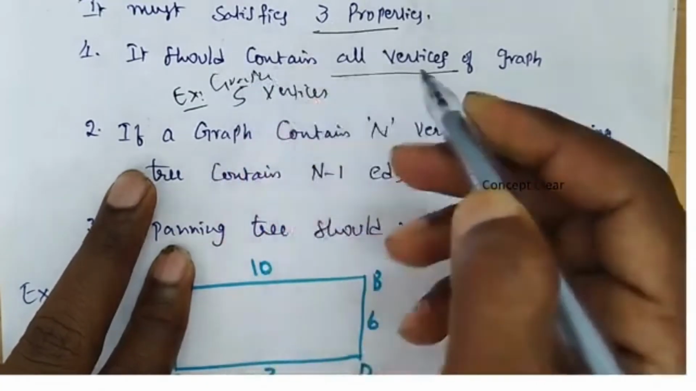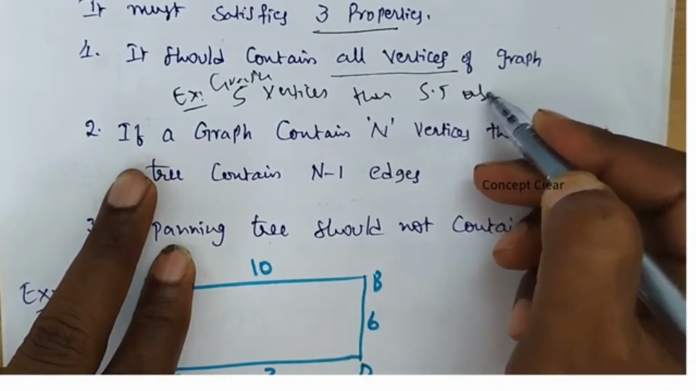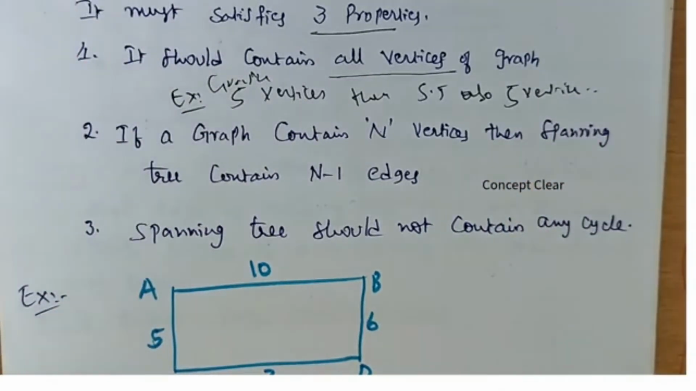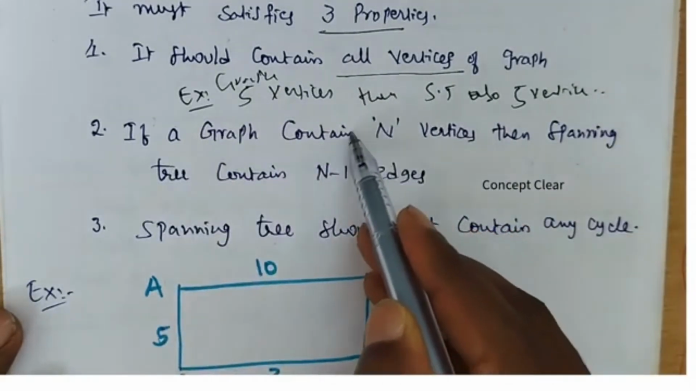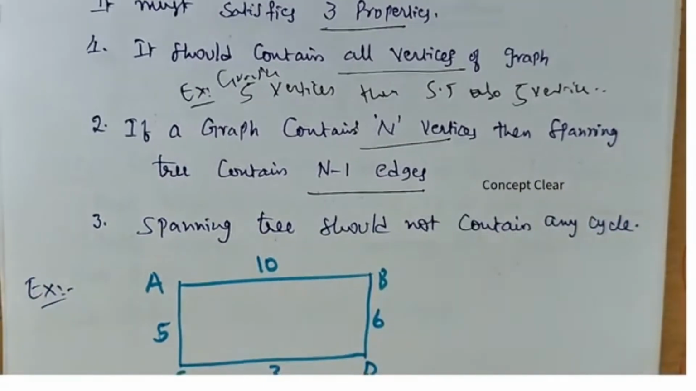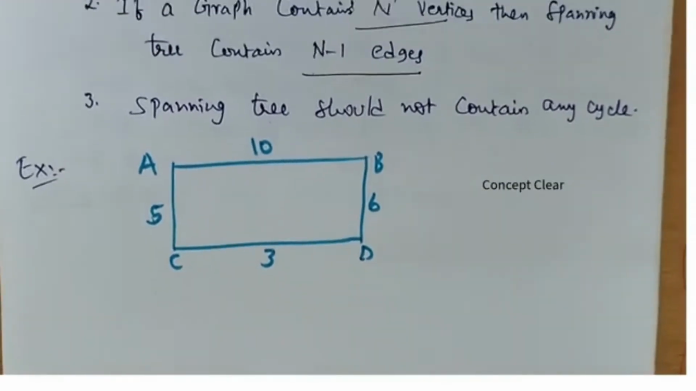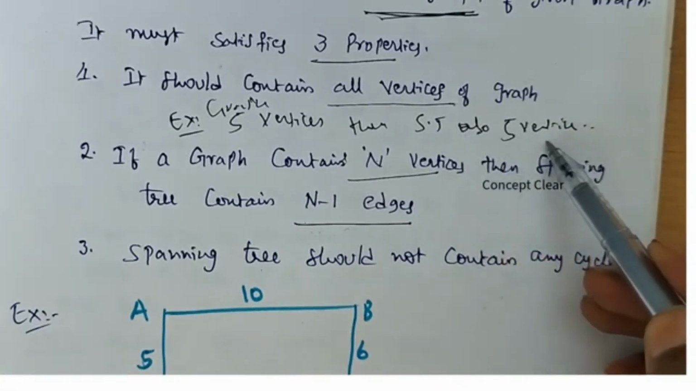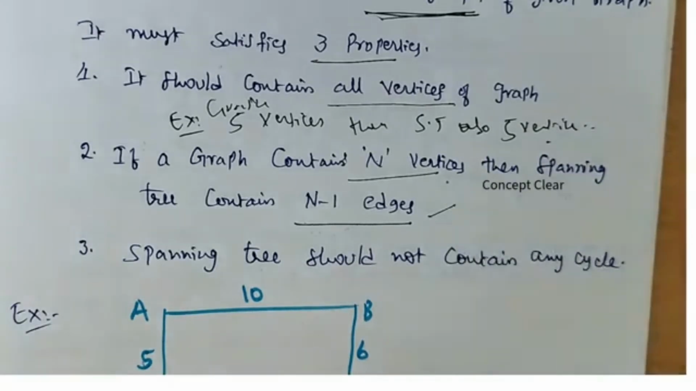Okay, the graph contains 5 vertices. Then the spanning tree also contains 5 vertices. What is the second condition? If a graph contains n vertices, then the spanning tree contains n minus 1 edges. Here 5 vertices means 5 vertices in the spanning tree, and n vertices means n minus 1 edges.